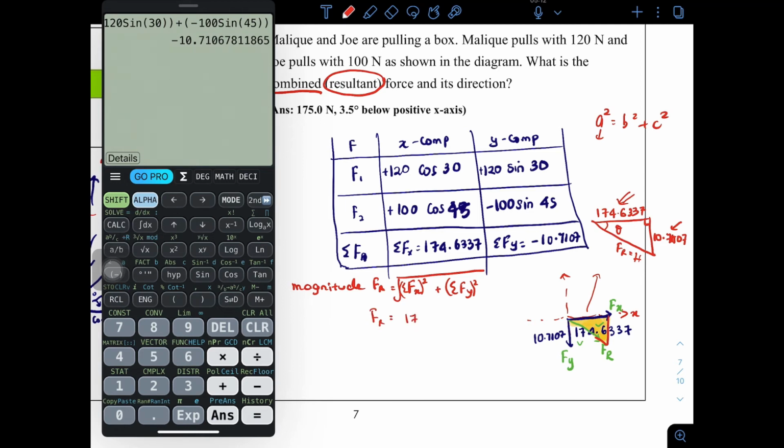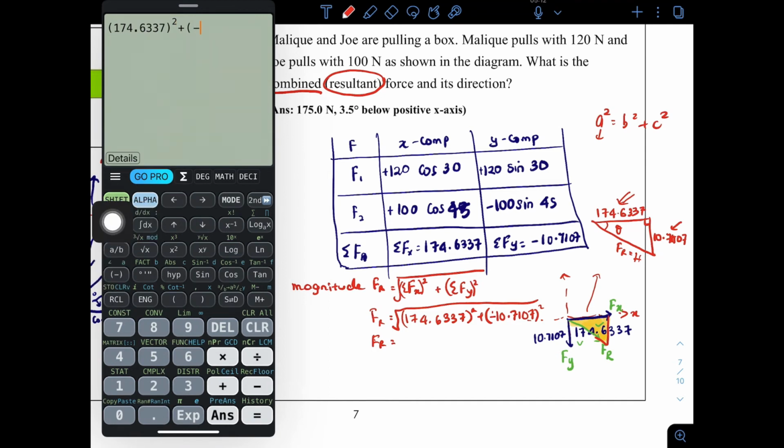FR is equal to the square root of 174.6337 square plus negative 110.7107 square, because it is downwards, and you will get your answer. Press your calculator like this. Square. Don't mess up with the square. Square should be outside of the bracket. Square root your answer. You will get 174.96 Newton. Okay, so I give it here as 175 because I round it off to 175. But it is okay if you leave it as 174.96 Newton.